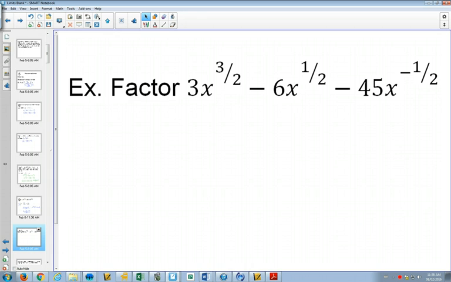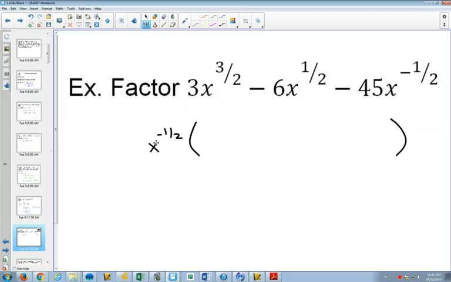So I'm going to give you guys a head start. I want you to try to factor this one. All right, let's see how you did. For this one, if I look at all of my exponents, the smallest exponent, the negative a half there, I'm going to just see what happens if I take that out.